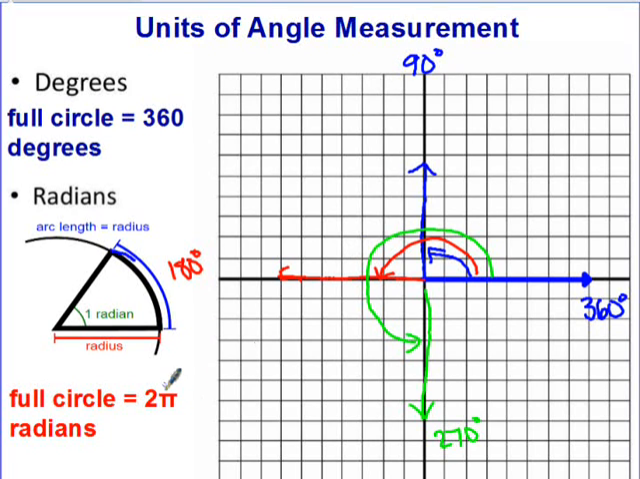In radians, a full circle is 2 pi. So if I went all the way around, that would be 2 pi radians. If a full circle is 2 pi, then a half circle would be pi. Which means that this would be pi over 2, or 1/2 pi radians. And then down at the bottom would be 3 pi over 2. So radians, degrees, two different units of measurement. You have to be comfortable with both of them because you're going to be asked to use both of them.